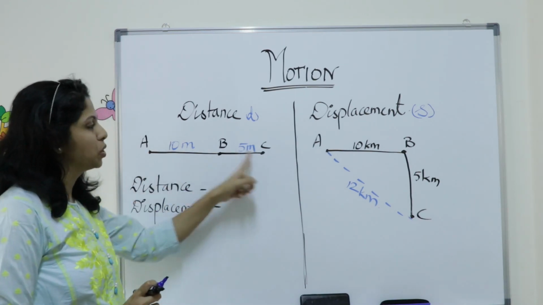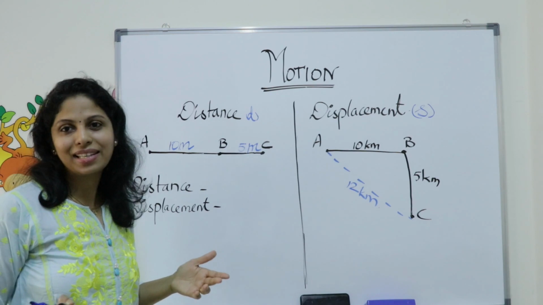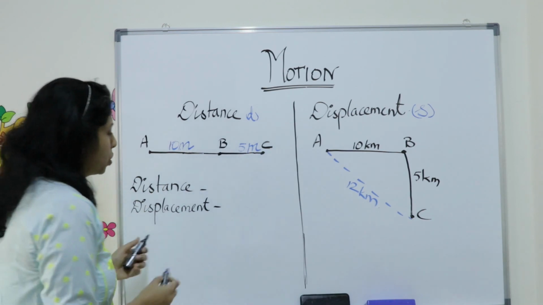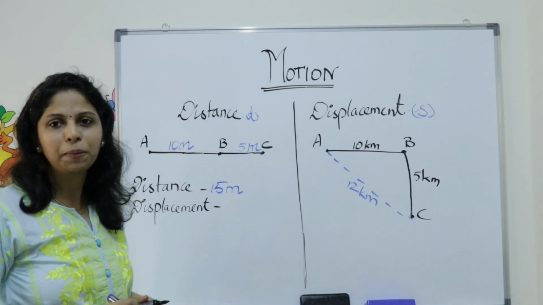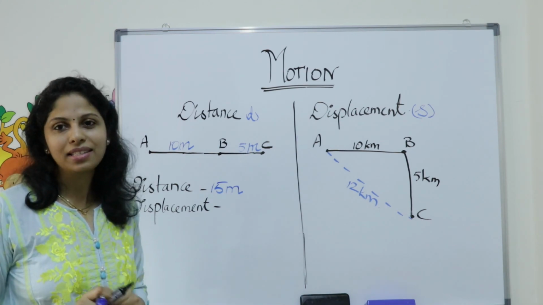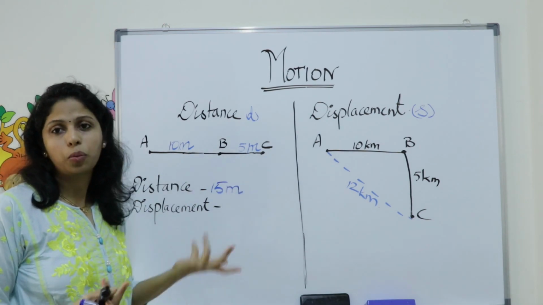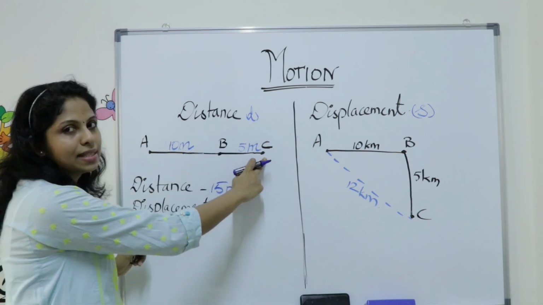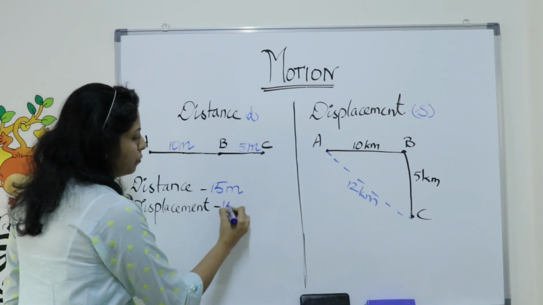Now, what is the distance of an object which travels from A to C? That is the initial position to the final position. By definition, it is the total or actual distance covered by an object. So, the value of distance will be 10 plus 5. So, we are going to get 15 meters. What about the displacement? As we have seen, the displacement is nothing but the shortest distance traveled by an object from its initial position to the final position. In this case, which is the shortest distance? Yes, it is the same distance from A to C. Therefore, the value of displacement would also be 15 meters.